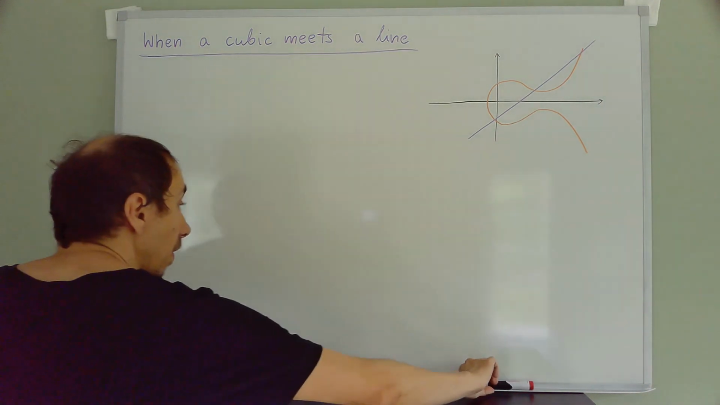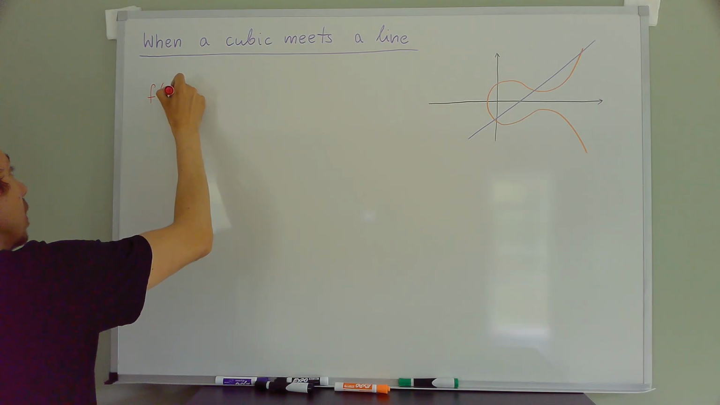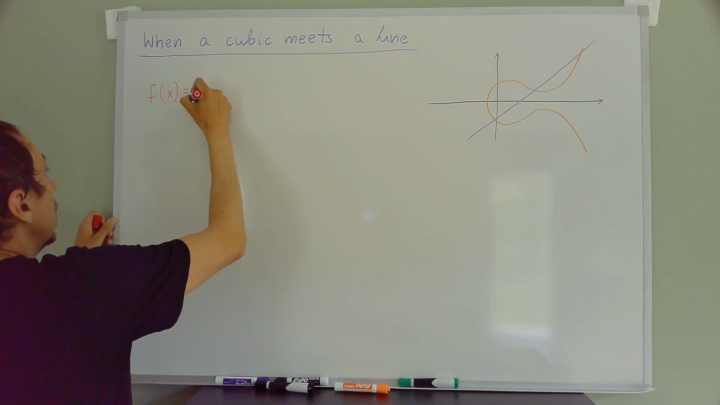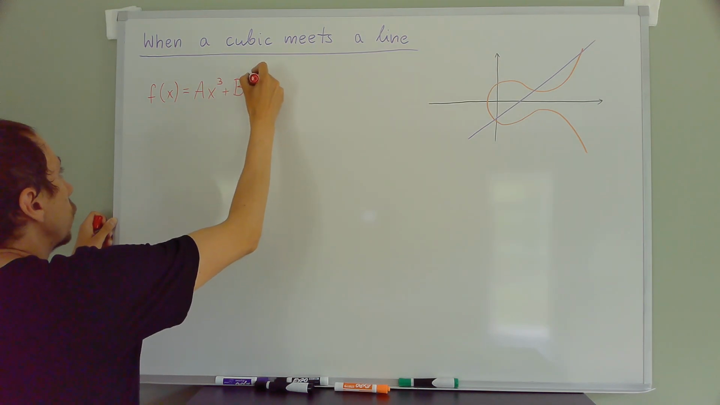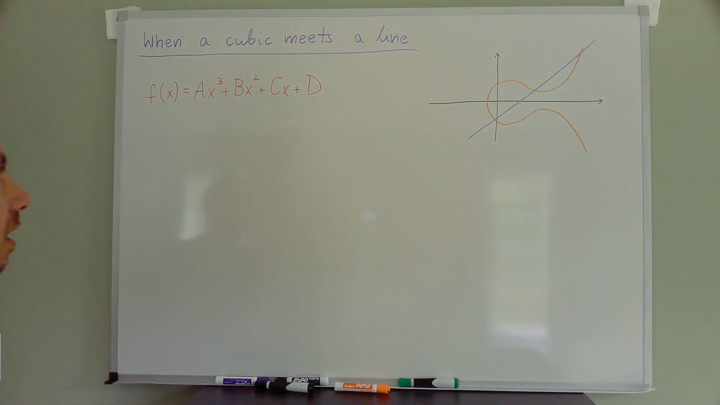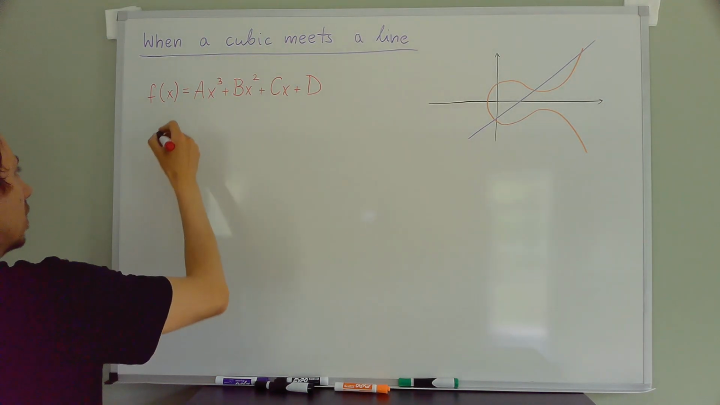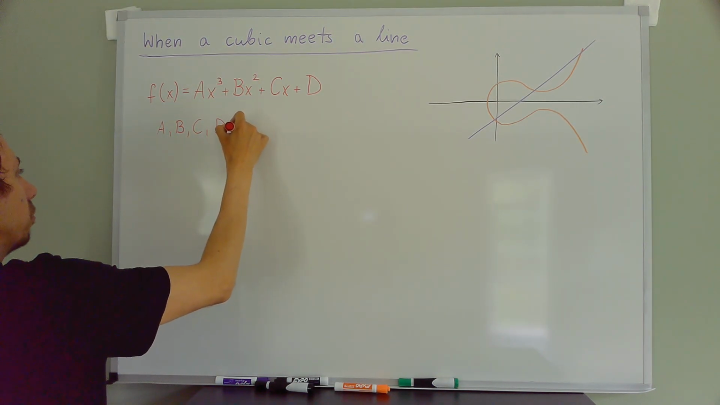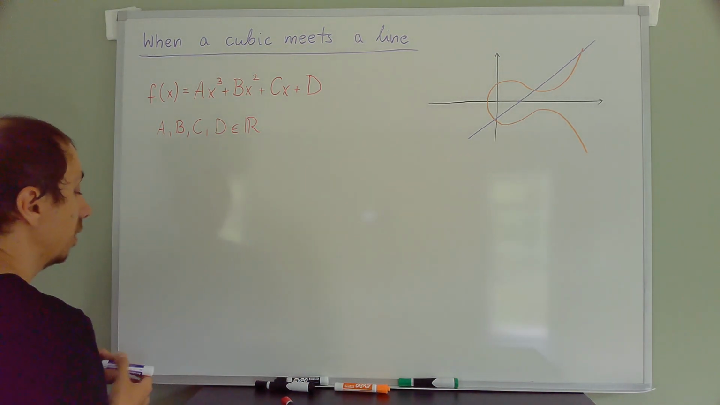So I'm going to take a function f of x, which will be a cubic polynomial. I'm going to write ax cubed plus bx squared plus cx plus d for the equation of that cubic polynomial. And I should tell you where these coefficients live. For me, the coefficients will be real numbers. So, examples.